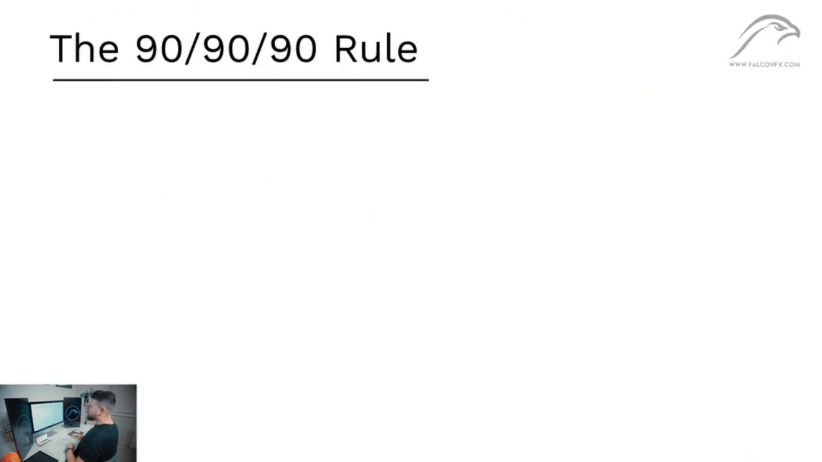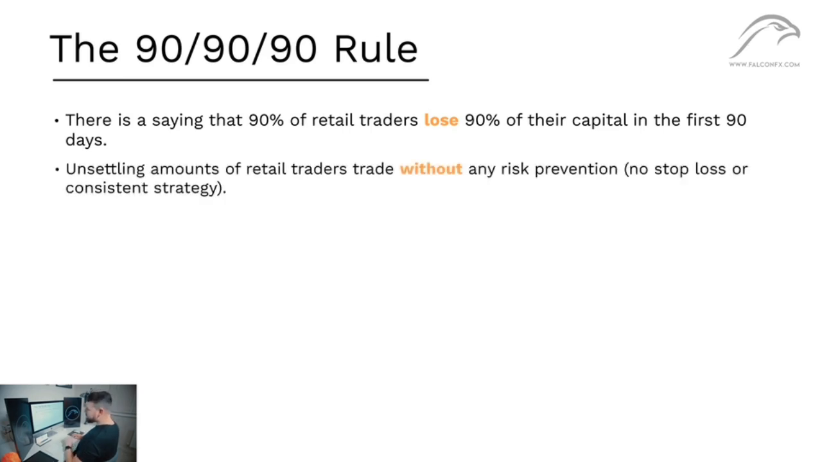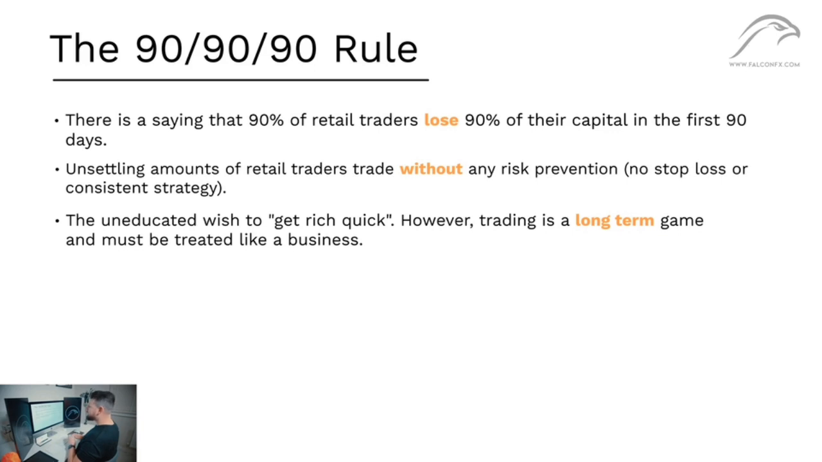Now, the next benefit that I want to talk about may not seem like a benefit at first, but we've got a different sort of take on it. So the 90-90-90 rule. Well, first up, there's a saying that 90% of retail traders lose 90% of their capital in the first 90 days. Unsettling amounts of retail traders trade without any risk prevention, no stop loss, no strategy, and all kinds of horror stories. The uneducated wish to get rich quick naturally.